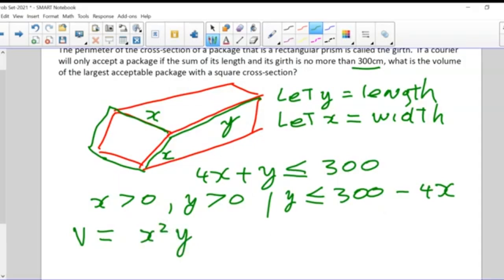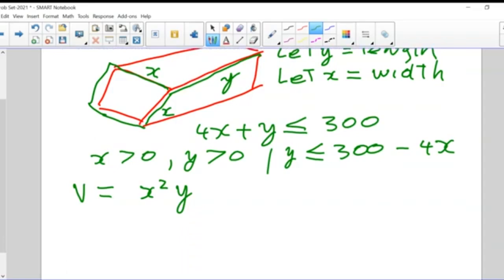But we know we can't do a derivative with 2 different variables. So what do you think we need to do to slim this equation down to 1 variable? Any ideas on that? Sub in the y. Okay, good. And we have y as being equal to 300 minus x. Let's put that in then.